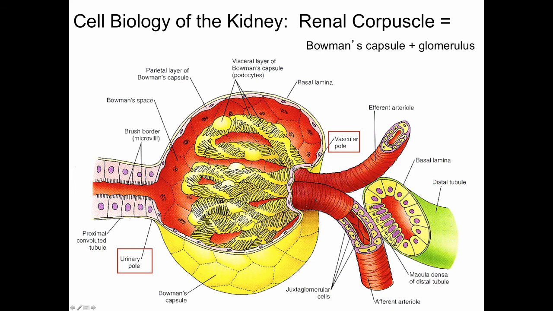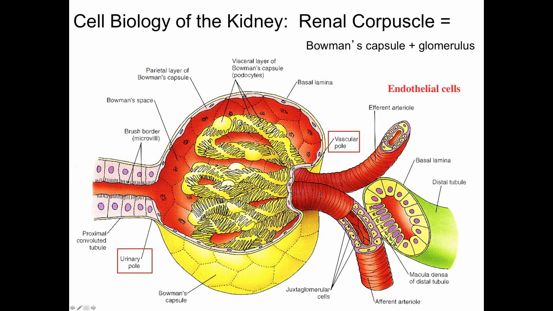So that would be the vascular pole, and almost 180 degrees opposed to the vascular pole, we can define the urinary pole. And the urinary pole is that region in which the urinary space is immediately continuous with the space in the proximal convoluted tubule. We'll also talk about cells of the macula densa in the distal tubule as part of the renal corpuscle.